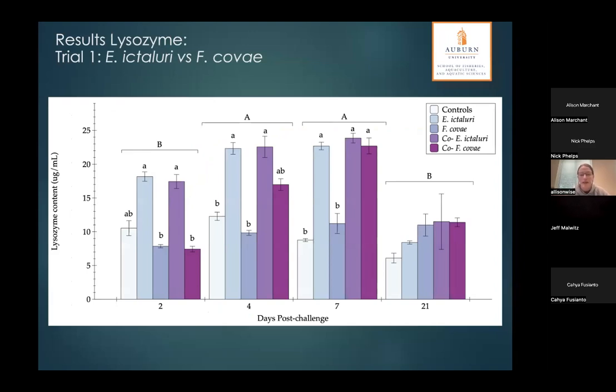So for my lysozyme data, as you can see, every group followed the same relative trend, where at 4 and 7 days, it had its peak amount of lysozyme, and it was significantly different between 2 days post-challenge and 21 days post-challenge. And similarly to the mortality CPM data, the groups that showed the most lysozyme were the E. ictaluri and both co-groups. And this is primarily due to the E. ictaluri being present as well.